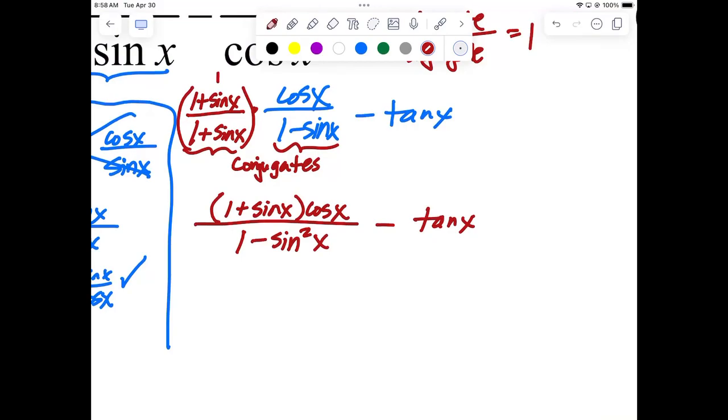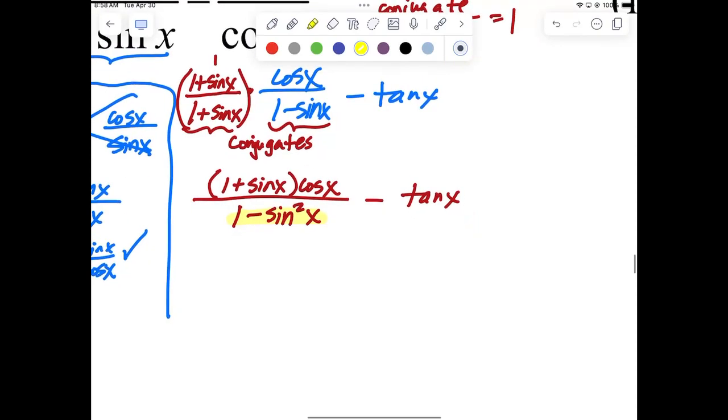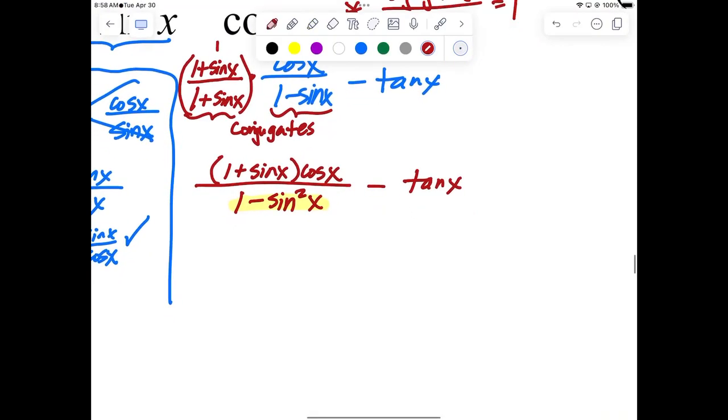Now, the whole reason we multiplied by the conjugate over the conjugate is so we can set up a Pythagorean substitution. What's another name for 1 minus sine squared? Cosine squared. That's going to be a very, very familiar form of baby PID number 1. 1 minus sine squared is cosine squared. 1 minus cosine squared is sine squared. And that's still over 1 plus sine of x times cosine of x. And then it's still minus tangent of x off to the side.